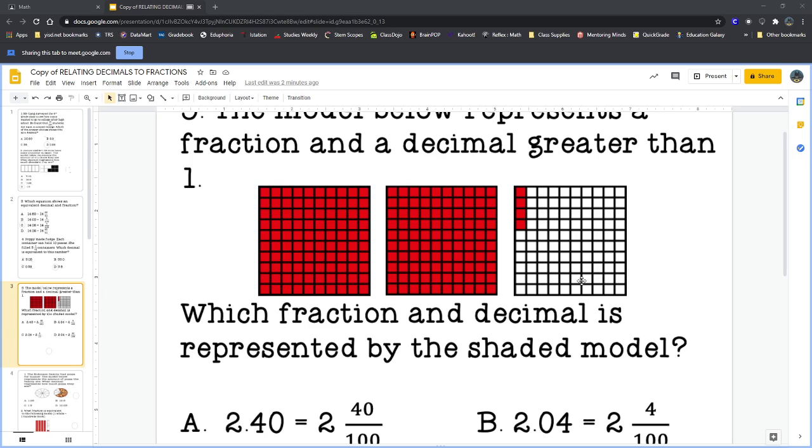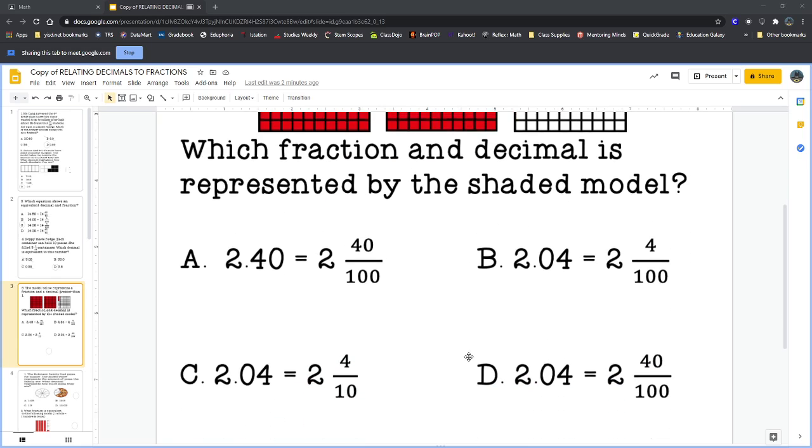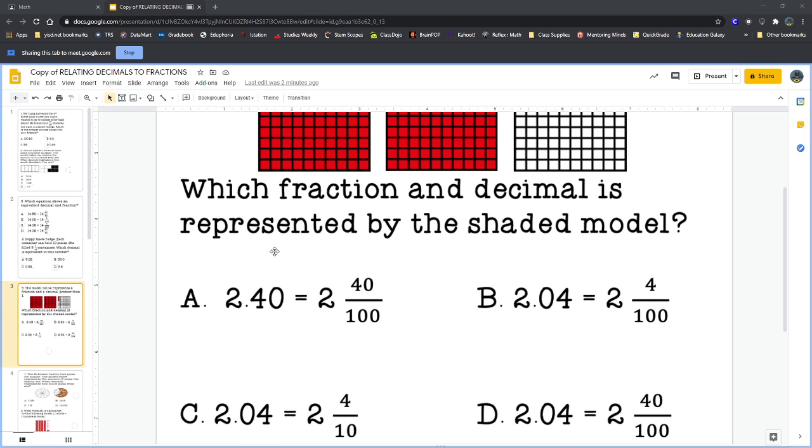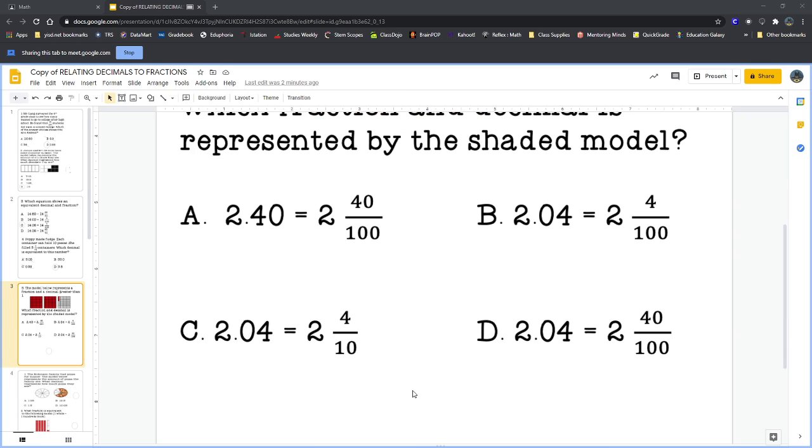2 whole models and 4 out of 100. Which fraction and decimal is represented by the shaded model? Well, we know what our fraction should look like. So, Alexa, does answer choice A look like the fraction we want? You have 2 and 40 out of 100. No, okay. That's close. But you said 4 out of 100. This says 40. What about B?